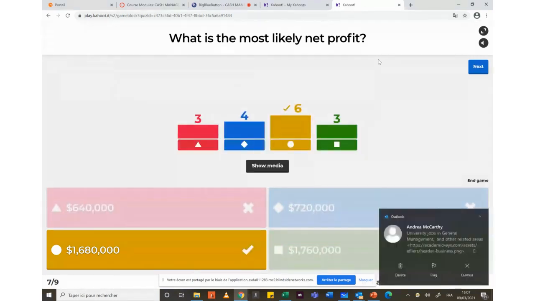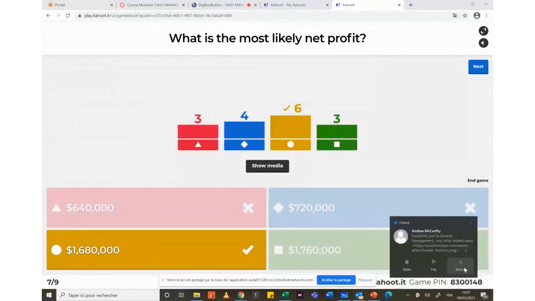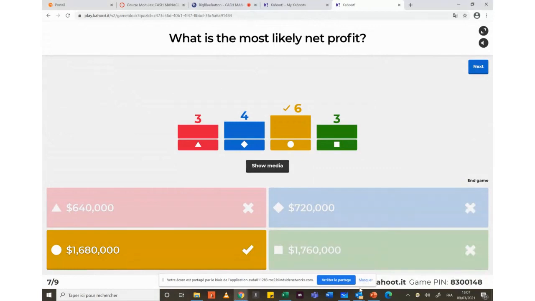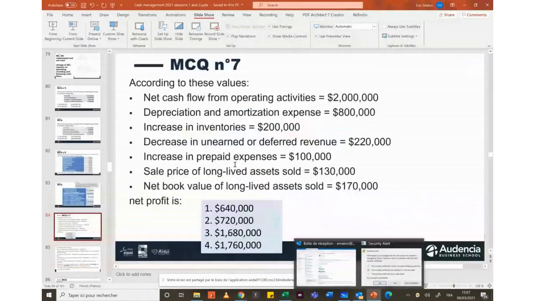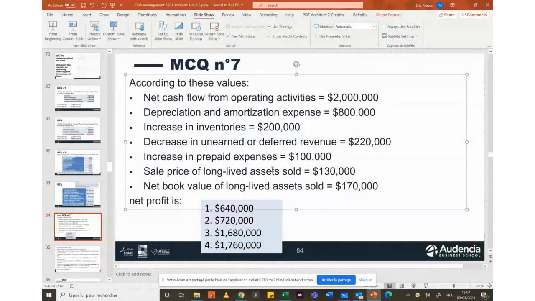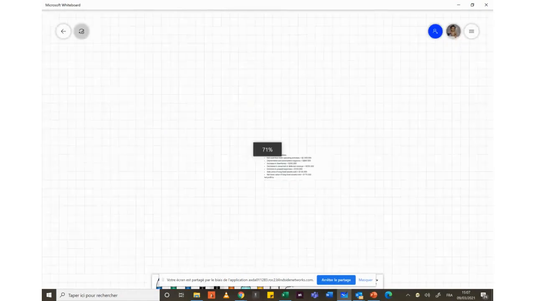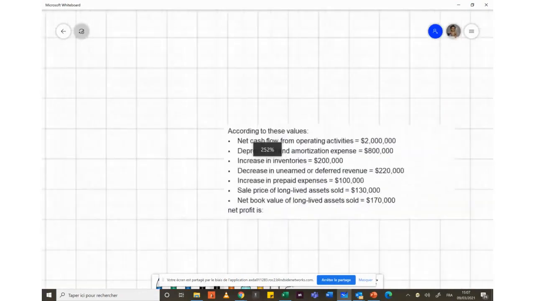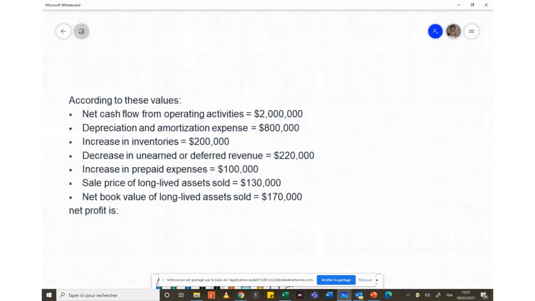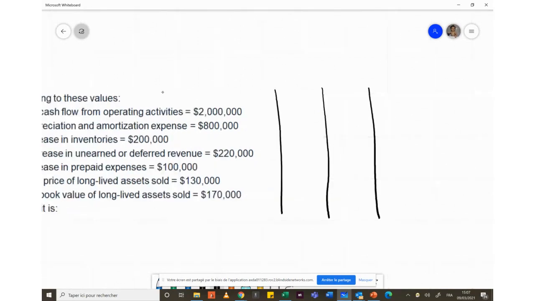So the good answer is 1.68 million. So I go to the PowerPoint, I take the wording, and we go to the whiteboard. So we can create a kind of table. So I separate 4 columns: 1, 2, 3, and 4.